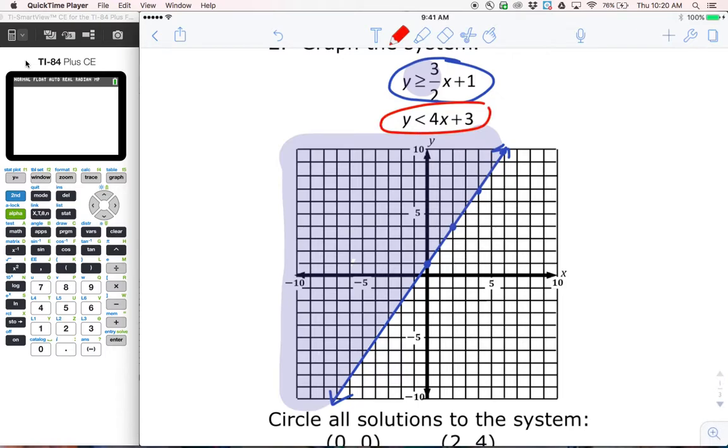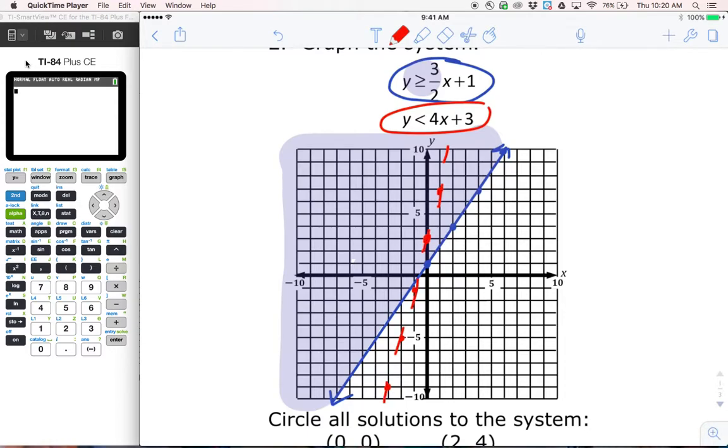All right, now we're going to graph my second inequality right there on top of it. We're going to start at my y-intercept, which is 3, and we're going to go up 4 over 1. Or we could go down and left 1. There's my line. Now this is going to be a dashed line because I did not have the or equal to symbol. So we're going to do a dashed line here, again, as best you can.